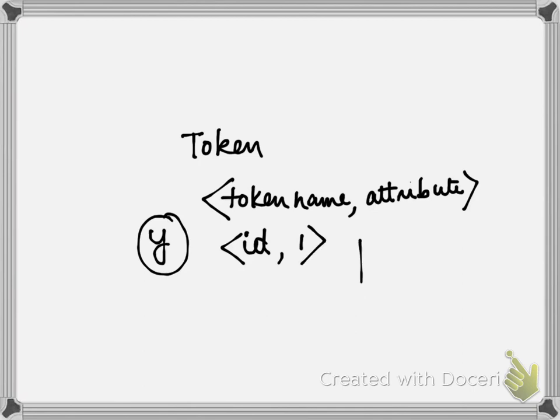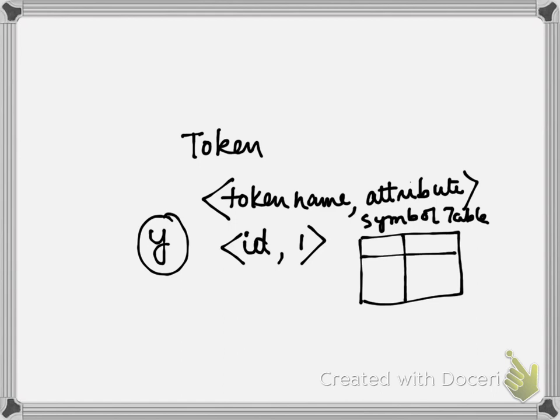Now what this means is that in my symbol table, I have an entry for y and some more values, and its index is 1. So this is a kind of pointer to the symbol table entry for the identifier. Together, this thing is known as a token. In that case, what is y? Y here is known as a lexeme.